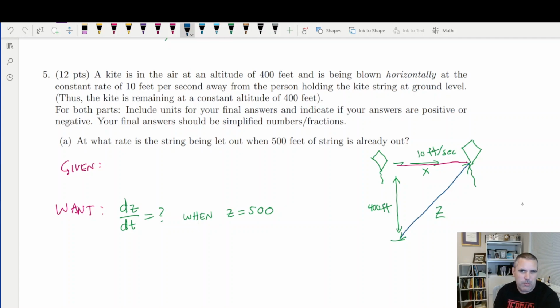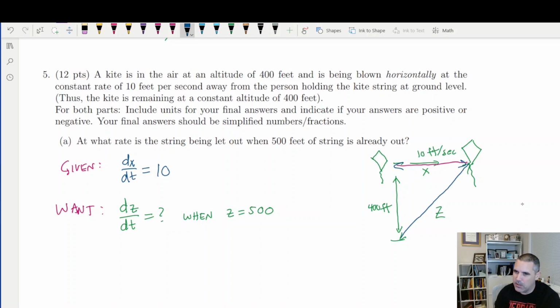Is there anything they told me? They told me this 400 and they told me this 10. What is that 10? It's dx dt. Should it be positive or negative? Is it getting away from me? Away from the person, so it's getting bigger. This is getting longer. That's how you decide positive or negative. Is it getting longer? Yes. There's our information. And now we know the goal.